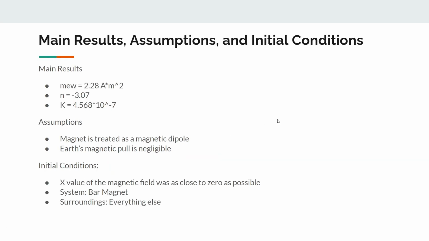The main results of the lab were that I got mu to be equal to 2.28 amp meters squared, n to be negative 3.07, and k to be 4.568 times 10 to the negative 7th power. The assumptions made during this lab were that the magnet was treated as a magnetic dipole, and the Earth's magnetic field is negligible. The initial condition was that the x value of the magnetic field was as close to zero as possible. The system was the bar magnet, and the surroundings was everything else.